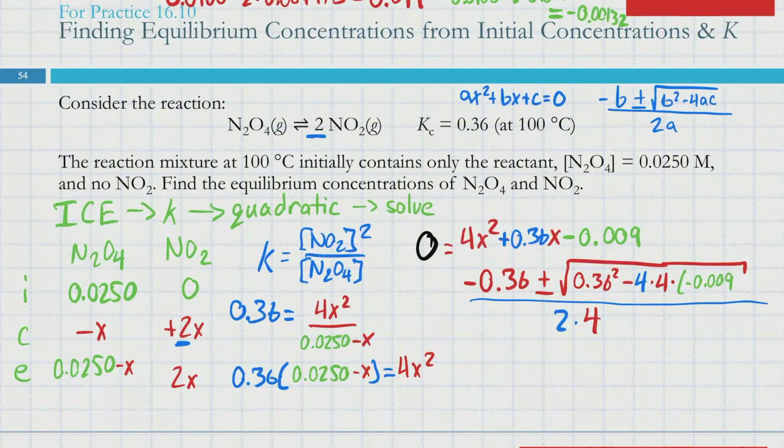We do one where we subtract. That's what the plus-minus is. We do one where we add, we do one where we subtract. So we get two solutions, x1 and x2. One of those solutions is 0.02038 dot dot dot. The other solution is minus 0.1103 dot dot dot. So we're going to use the positive one.